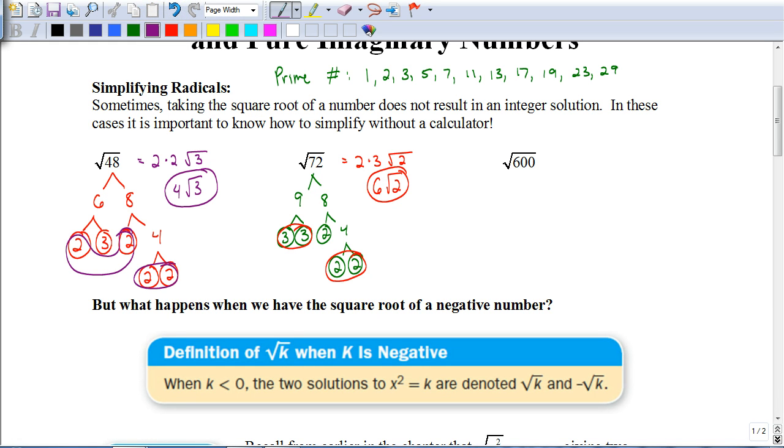Okay, so let's see what you did here. So square root of 600. One thing you could say is it's 6 times 100. Well, 6 breaks down into 2 and 3, and those are both prime. 100 breaks down into 10 times 10, and 10 breaks down into 2 times 5. Those are both prime.